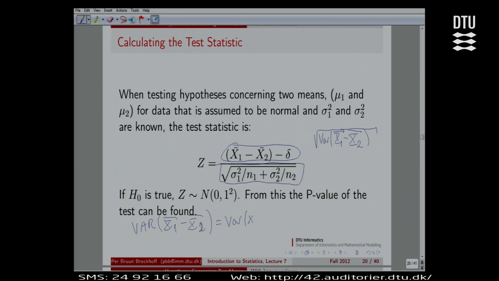I'm not going to go through all of this, but just indicate we can use the variance rules like this. And then we have already seen from the single sample case.